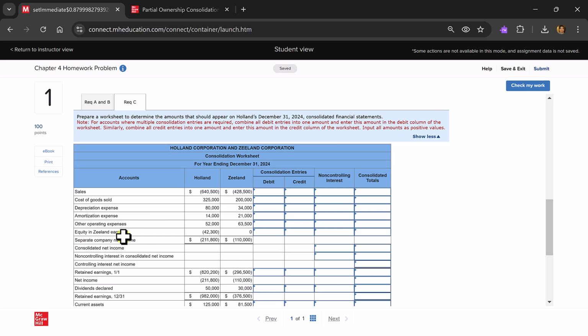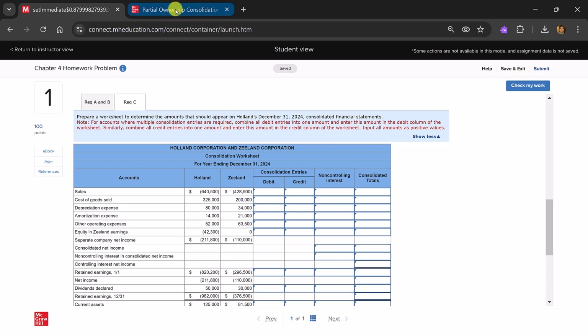This is part 2 of our Chapter 4 video lecture, really the Chapter 4 homework problem, where we're doing requirement C, filling in the consolidation worksheet, especially these consolidation entries. Remember the SAIDE.